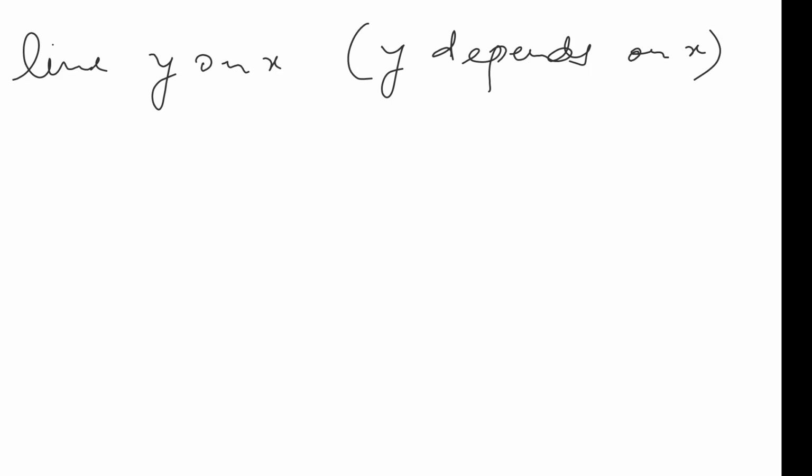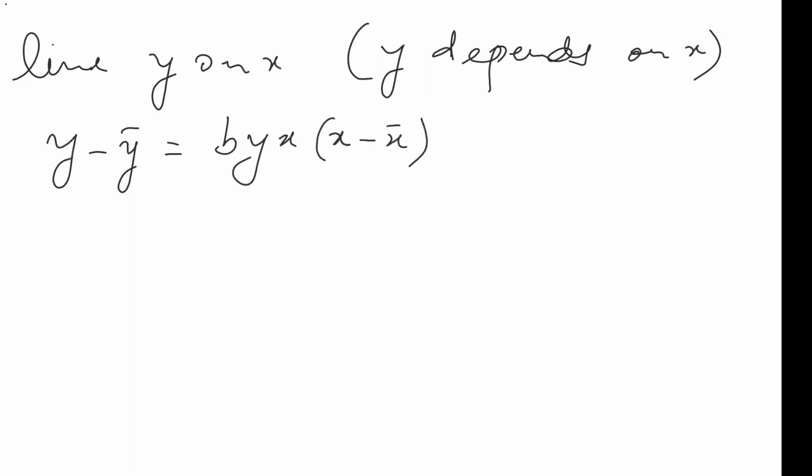This line also has an equation. We'll just write down the equation for this line: y minus y bar equals byx times x minus x bar. So this is the regression line of y on x. Fine.